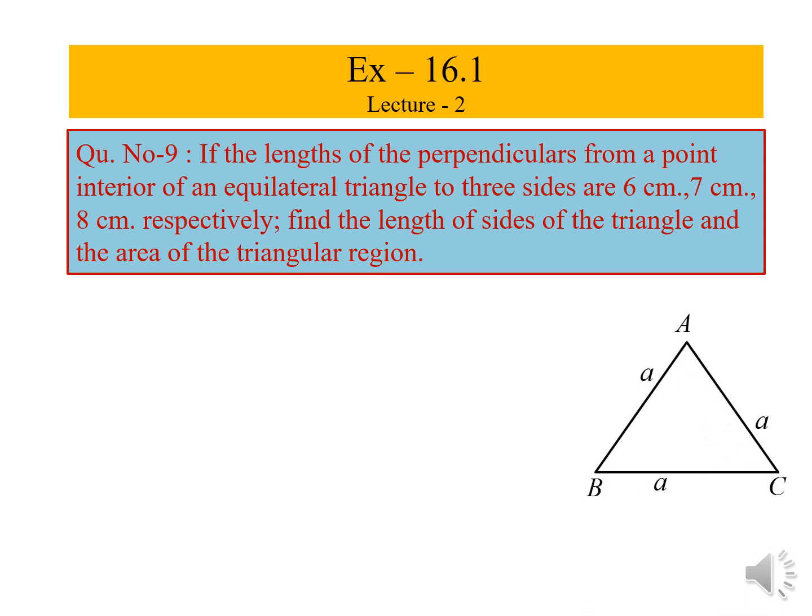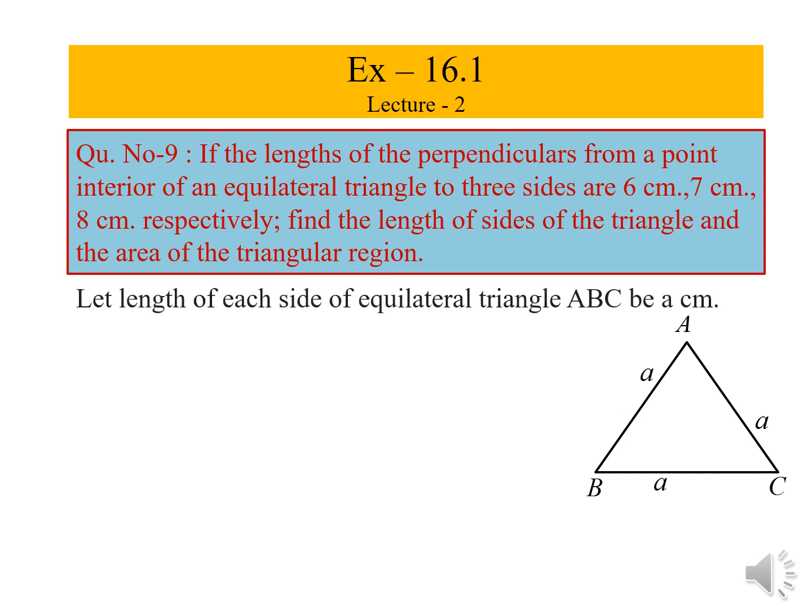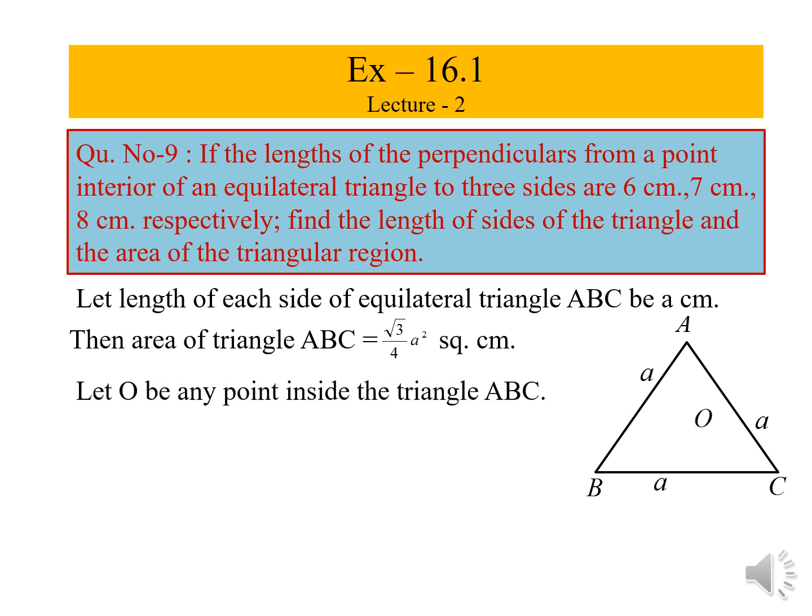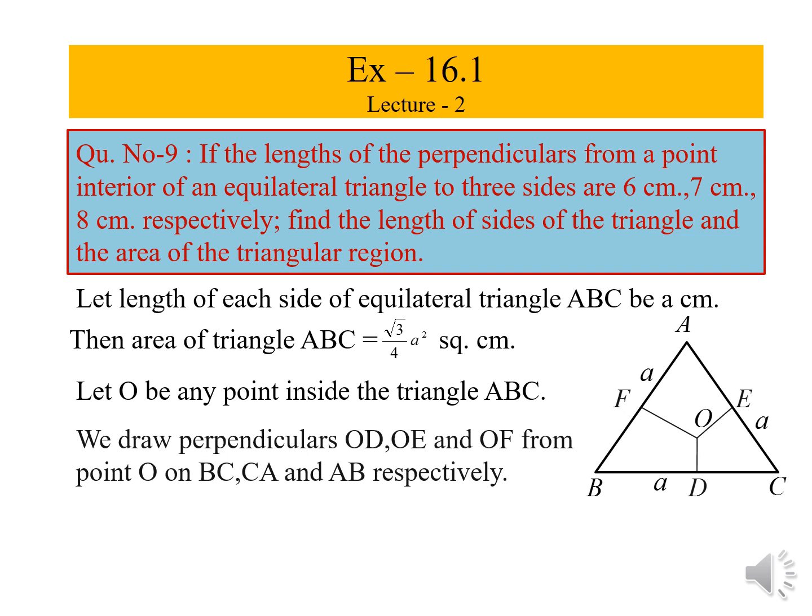Here ABC is an equilateral triangle, and let us consider the length of each side of this triangle is a centimeter. Therefore, the area of this triangle, its formula is root 3 by 4 a square centimeter. Now we complete the figure. Let O be any point inside the triangle ABC. From point O, we draw three perpendiculars. You can see in the figure. These perpendiculars are OD, OE and OF on BC, CA and AB respectively.